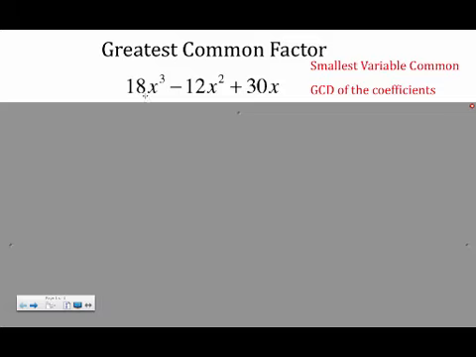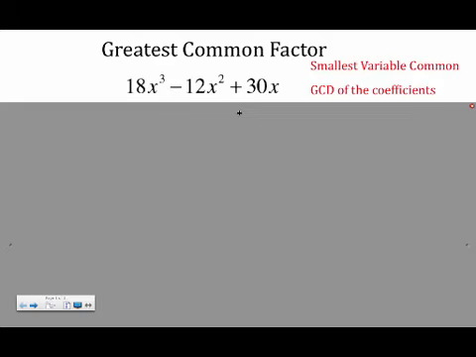So in this case, we have three terms, 18x cubed, 12x squared, and 30x. The smallest power of the variable that's common to all three is x to the first power. The greatest common divisor of 18, 12, and 30 is 6. So 6x is the greatest common factor between these three terms.